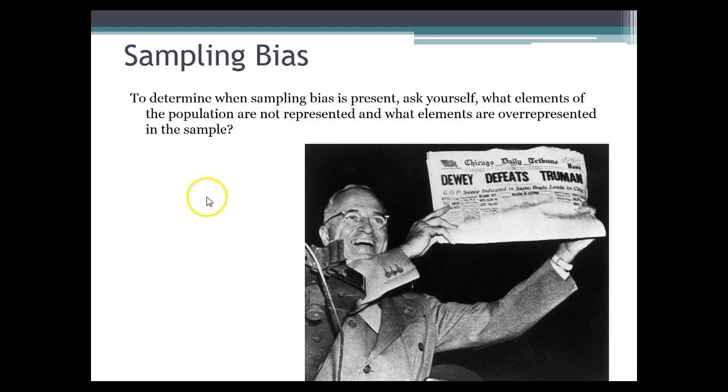So that's what happened here. We had sampling bias. So in the samples that were taken, the poor people were underrepresented, the rich people were overrepresented, and I'm oversimplifying this, but that's what happened. You did not get a representative sample because not everybody had a telephone.